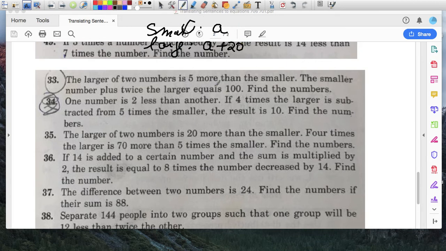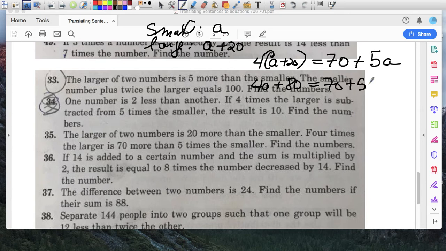Now we can set up the equation. So 4 times the large number, which is A plus 20, and so we put it in parentheses, is 70 more, which is plus, than 5 times the smaller. And there's our equation. So we get 4A, distributive property, they're all positive. And 4 times 20 is 80, equals 70 plus 5A.